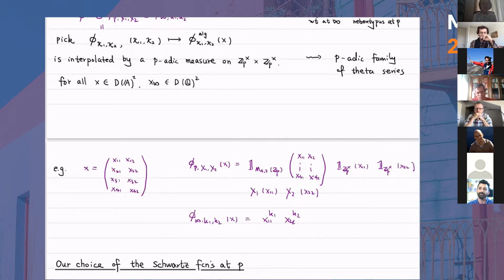So in that case, you can also put yourself in a certain situation. You can choose Schwartz functions, and then it's going to give you Ziegler-Eisenstein series. And if you choose the Schwartz function in a way similar to here, then you're going to get a family of Ziegler-Eisenstein series. But still, you need some other considerations to give you a very canonical choice at P. Okay, so next I'm going to talk about how we choose our section at P for constructing the family.